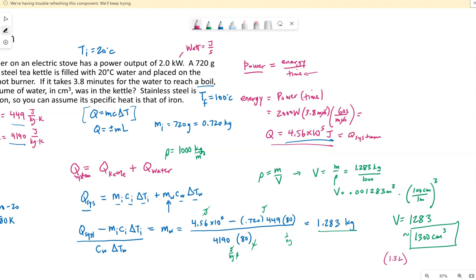All right, so looking at the energy just to bring these two materials up to that final temperature and relating it to that power.